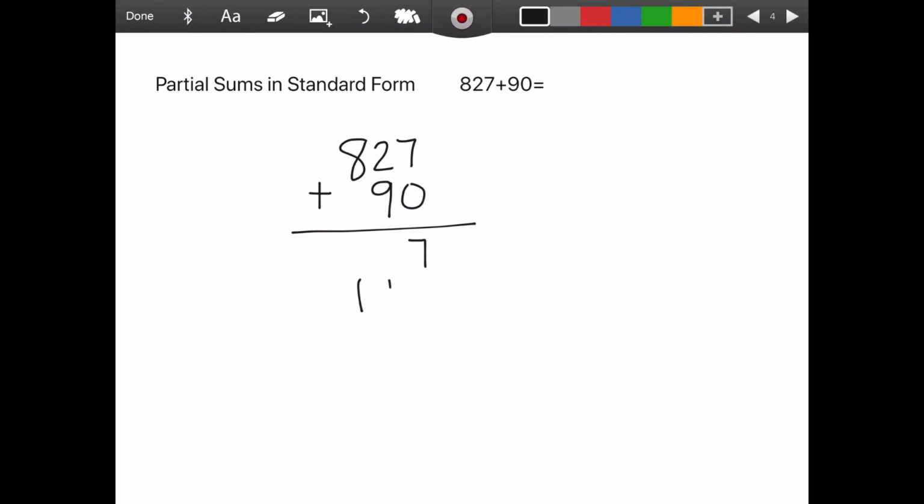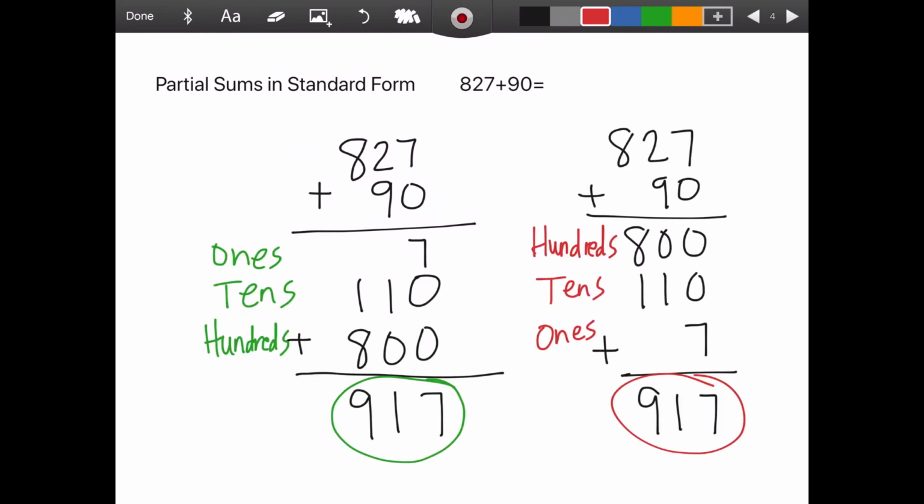Looks like we kind of have a little glitch in the video. Sorry about that. All right, so here it was just the finished product since the video wasn't working. But you can see on the left with the green that we added the ones first, and then the tens, and then the hundreds, and then added those three partial sums up. On the right side with the red, I started adding with the hundreds first and got 800 plus 0 is 800. Add the tens, 20 plus 90 to be 110, and then the ones, 7 plus 0 equals 7. Either way works. If we're starting with the hundreds first or the ones first, it doesn't matter.